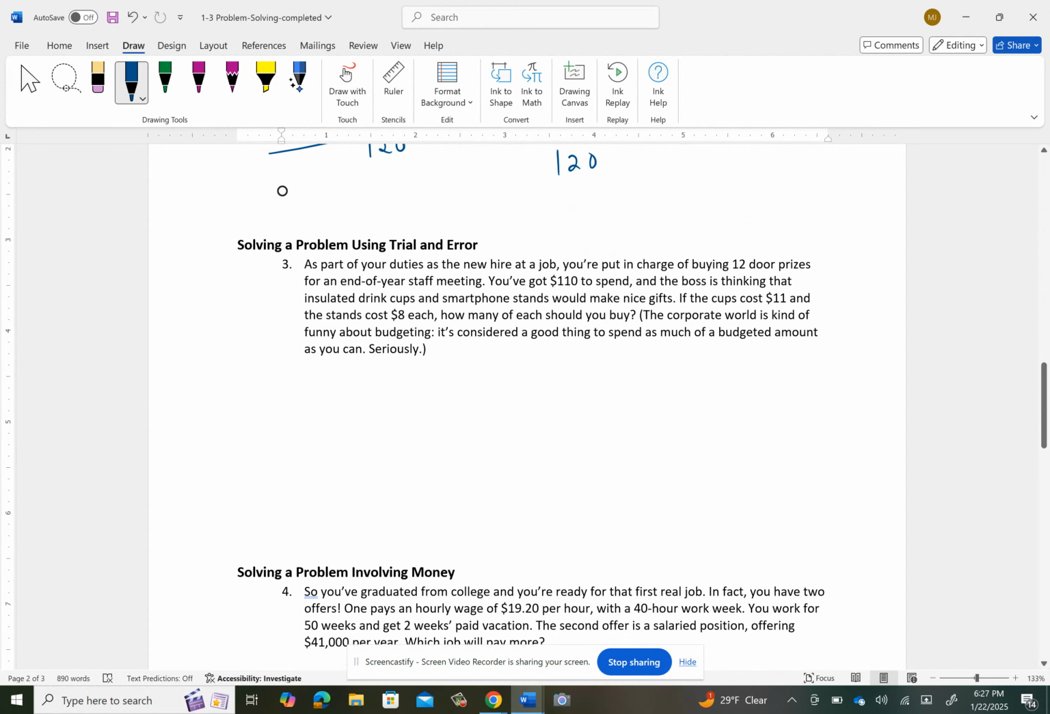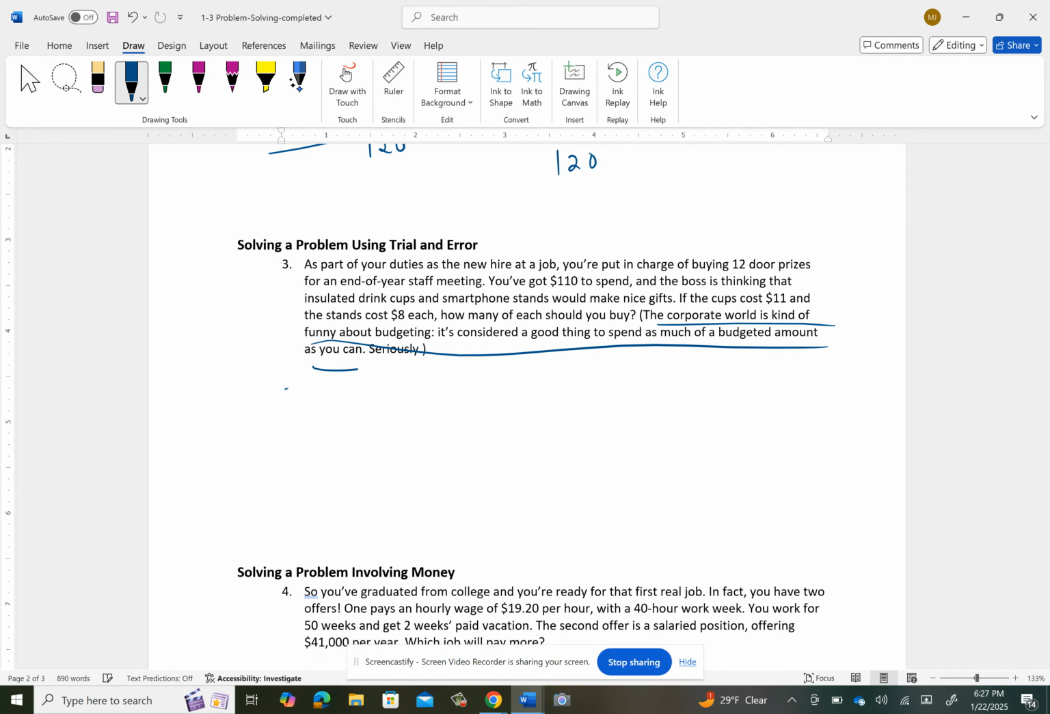As part of your duties as the new hire at a job, you're put in charge of buying 12 door prizes for an end-of-year staff meeting. You've got a total of $110 to spend, and the boss is thinking that insulated drink cups and smartphone stands would make nice gifts. If the cups cost $11 and the stands cost $8, how many of each should you buy? Okay, and the idea is we should spend as close to 110 as possible. That's the purpose of this sentence here.